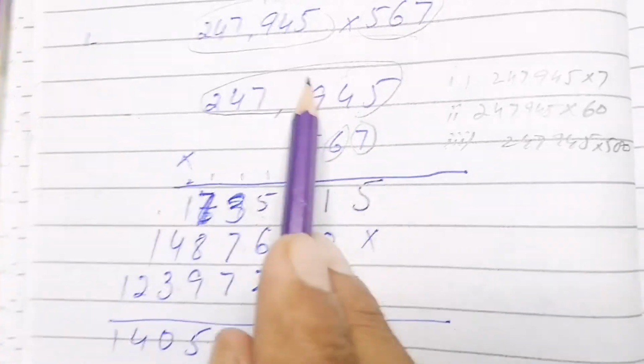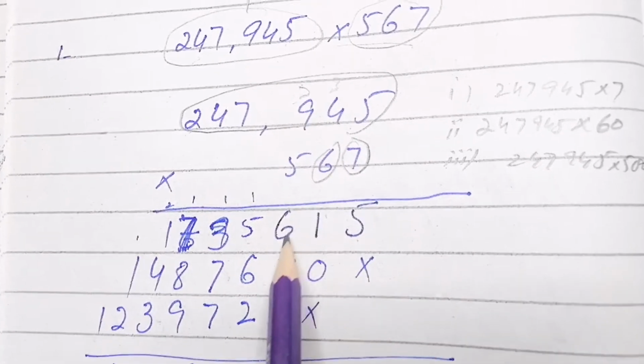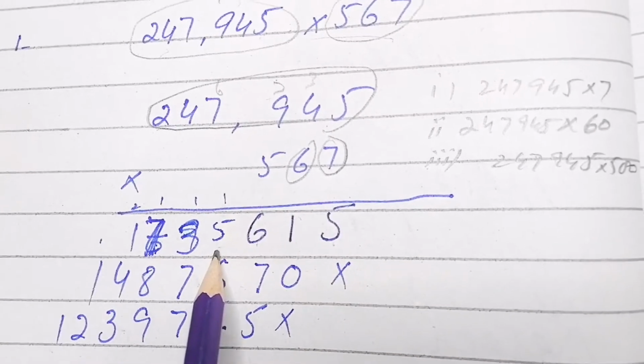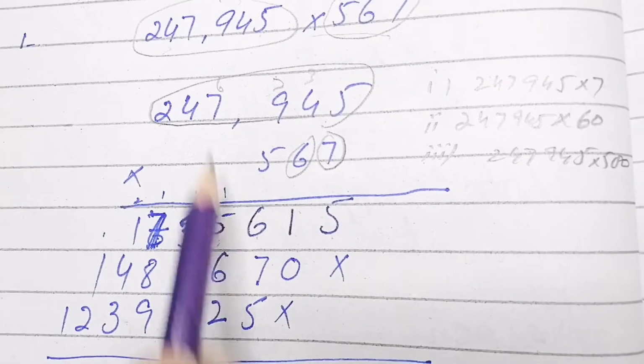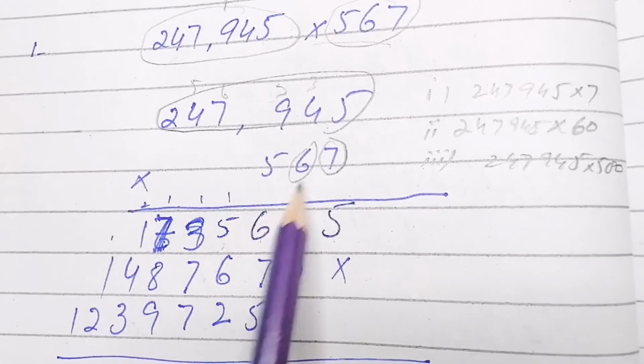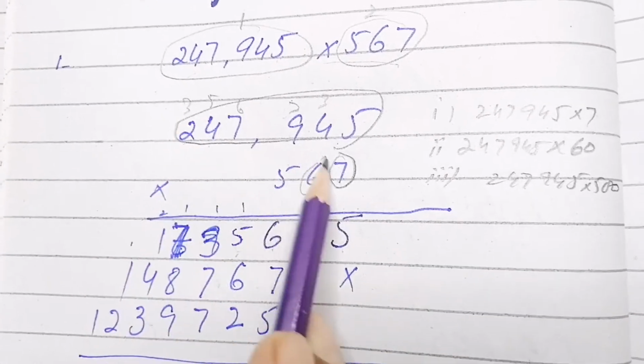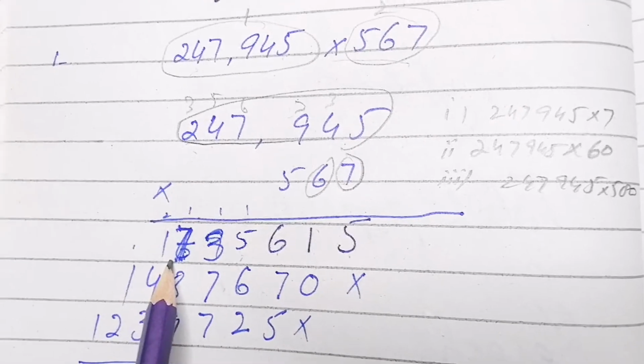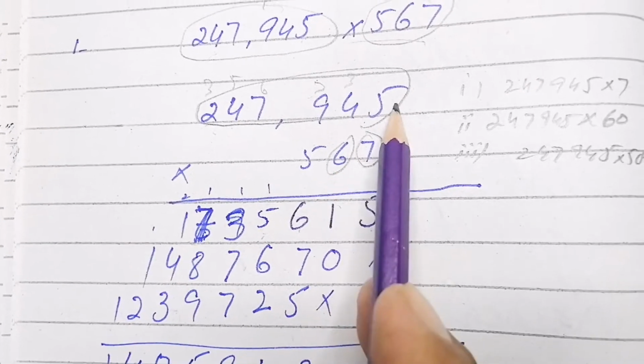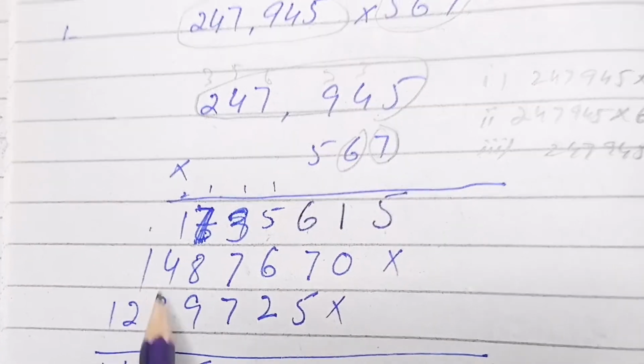So we multiply: 7 5s are 35, 3 carry, 7 4s are 28 plus 3 is 31, right? Then 3 carry again, 7 9s are 63 plus 3 is 66, 6 carry here, 7 7s are 49, 49 plus 6 is 55, then 5 carry, then 7 4s are 28 plus 5 is 33, 3 carry, 7 2s are 14 plus 3 is 17, right? Similarly we'll multiply with 6 and we get this number.